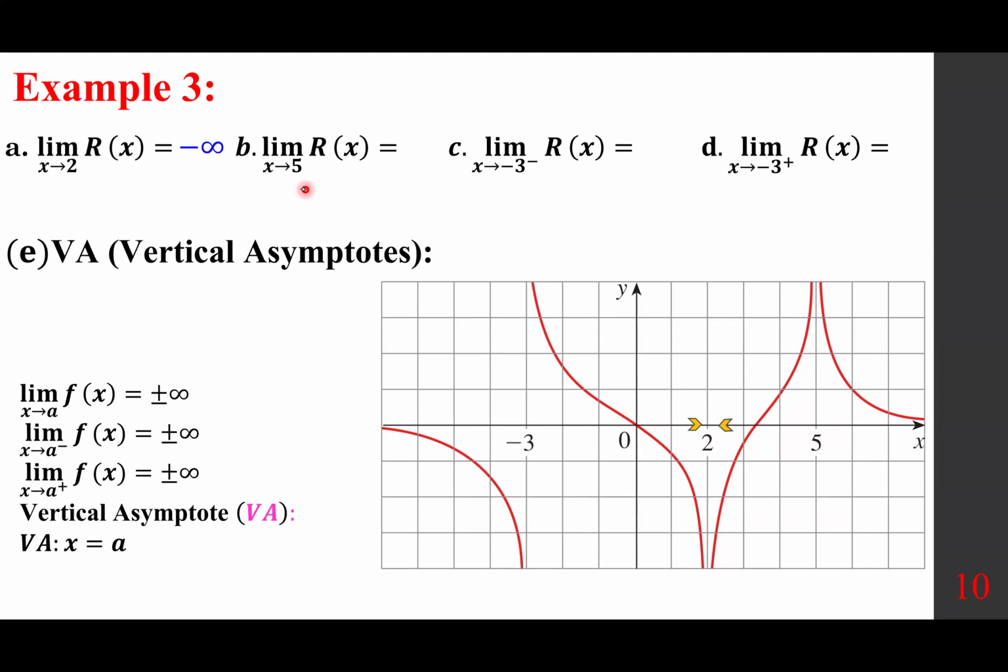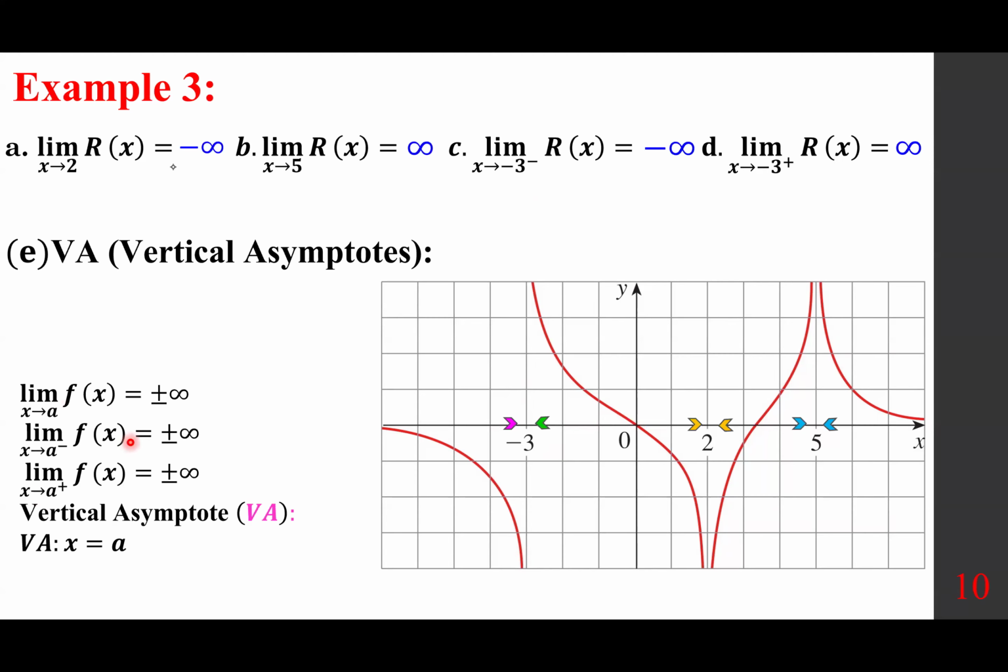The limit of r of x as x approaches 5. As you approach 5 from the left or right, makes no difference. It takes us up to positive infinity. Limit of r of x as x approaches negative 3 from the left. Here's negative 3. We are approaching it from the left, and from the left, it goes down to negative infinity. However, limit of r of x as x approaches negative 3 from the right, going this way takes us up to positive infinity.